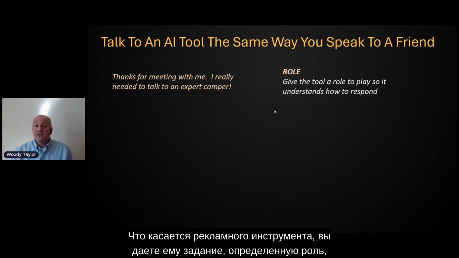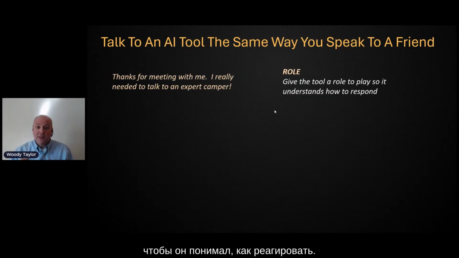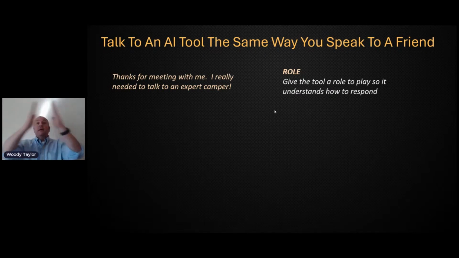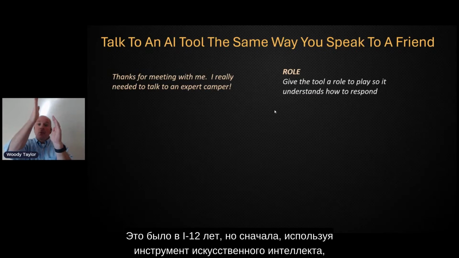And in this case, you'll see on the next slide, we're going to say, you are an expert camper. And by doing that with an AI tool, by starting off just by giving it a role, it's going to take that extremely large training data that it's been trained on, and it's going to be able to narrow that down to give you more precise and accurate answers.